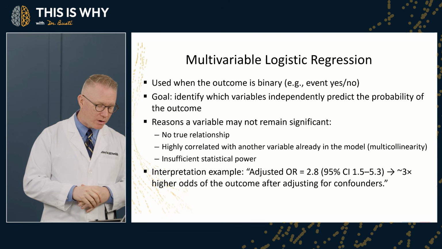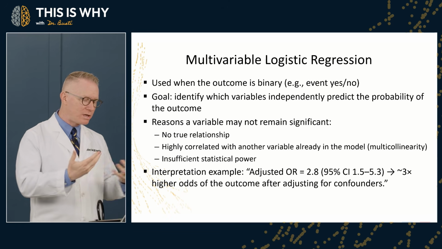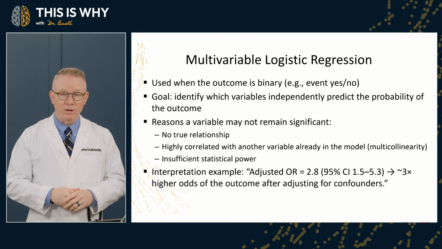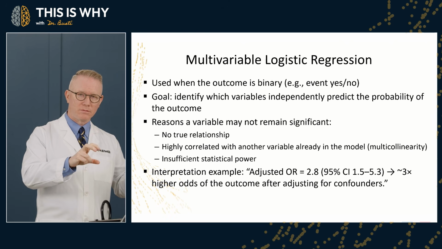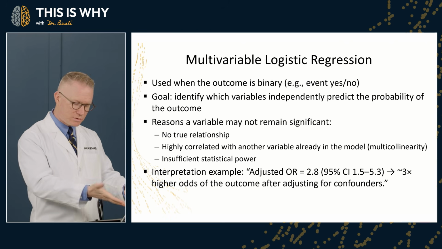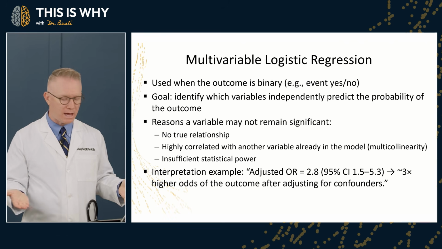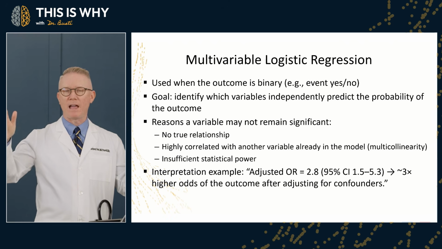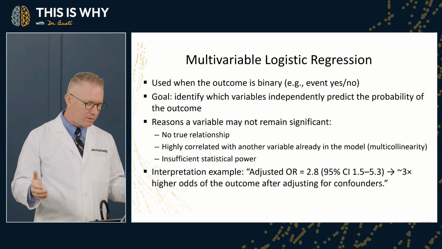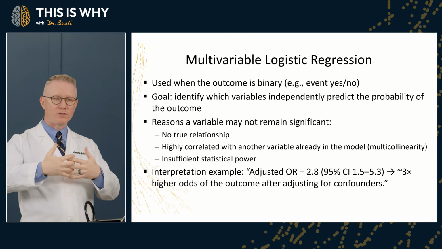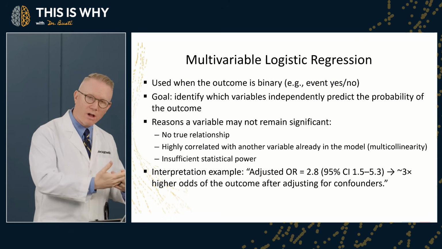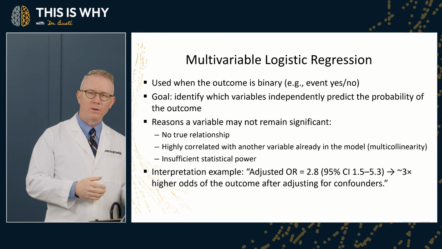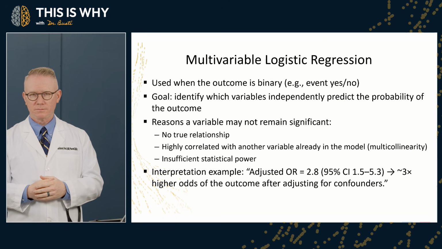Insufficient statistical power. And so when we think about what does it look like, because you're going to see these in a lot of papers, it'll say the adjusted odds ratio of this example is 2.8, okay? And you see that 95% confidence interval is between 1.5 and 5.3, right? So that you would say that there's about a 3 times greater odds or higher odds of an outcome after adjusting for confounders, okay?